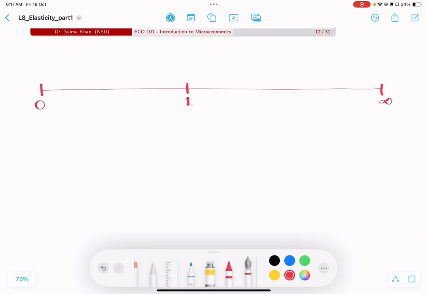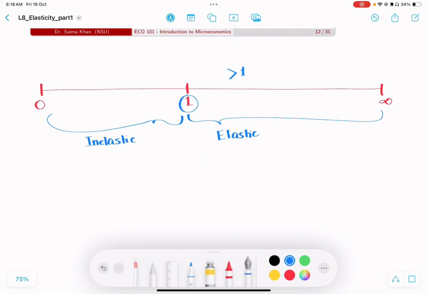Remember, to figure out whether it's elastic or not, you're just going to focus on this: is it more than 1 or less than 1? If it is more than 1, so if it is in this part of the number line, then we say demand for the good is elastic. On the other hand, if it is less than 1, but notice it cannot be a negative number, it's just between 1 and 0. In that case, we are going to say it's inelastic demand.